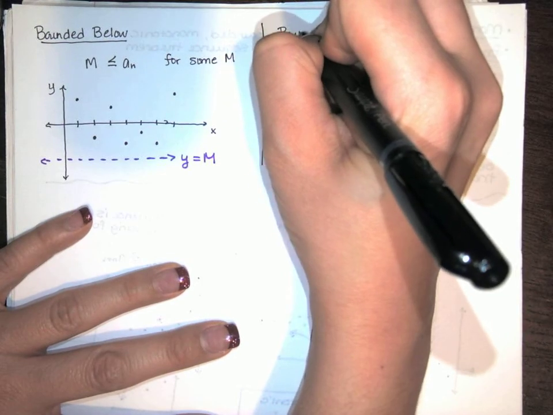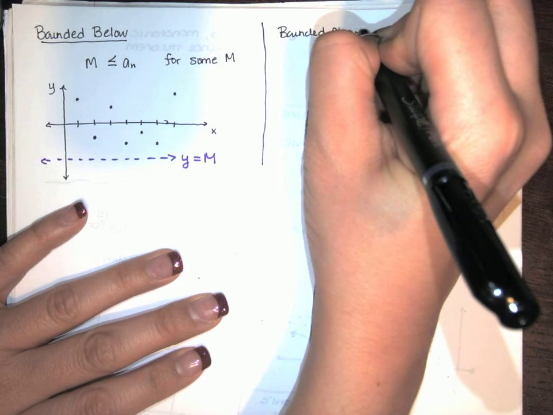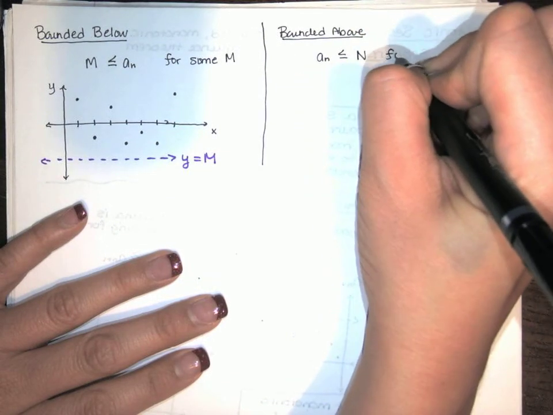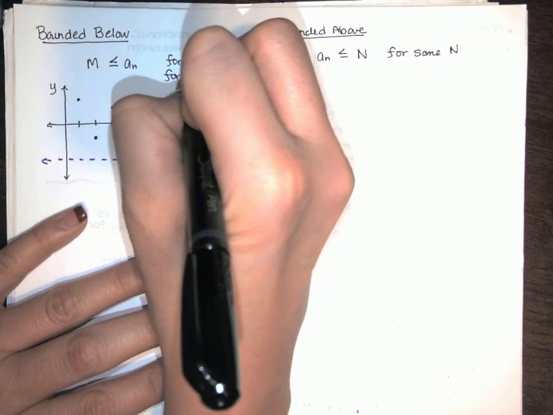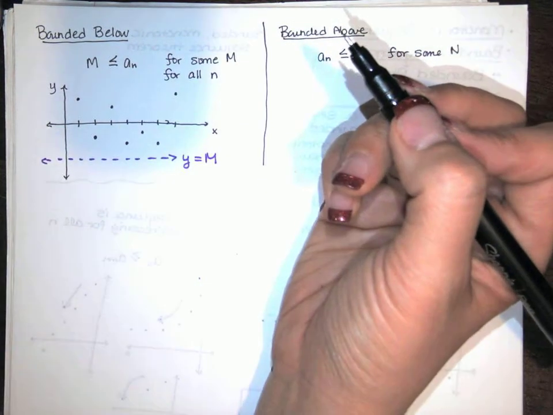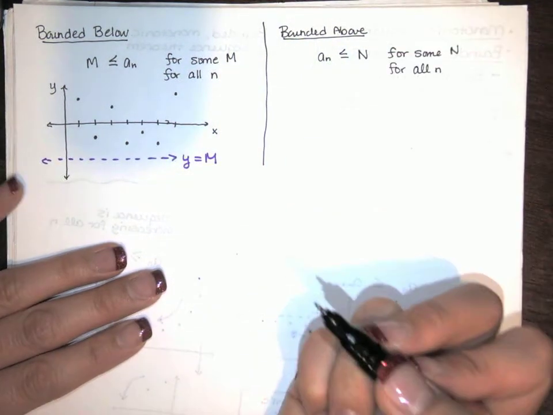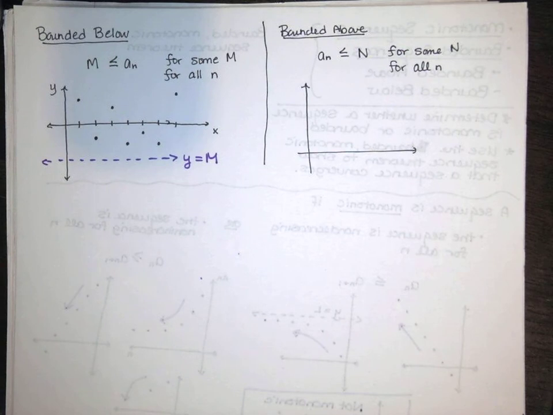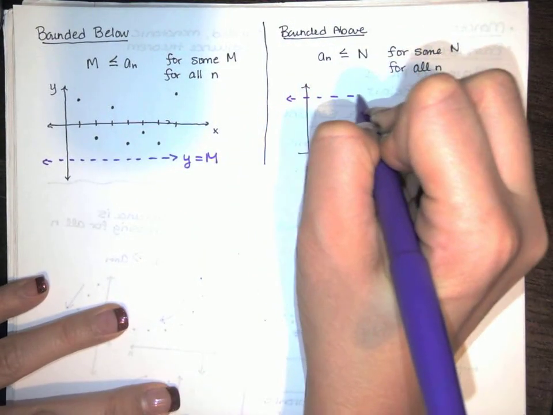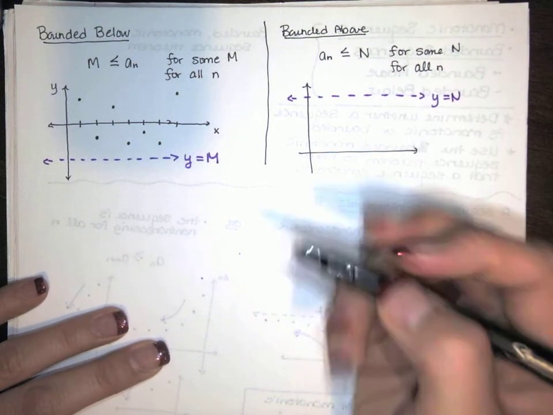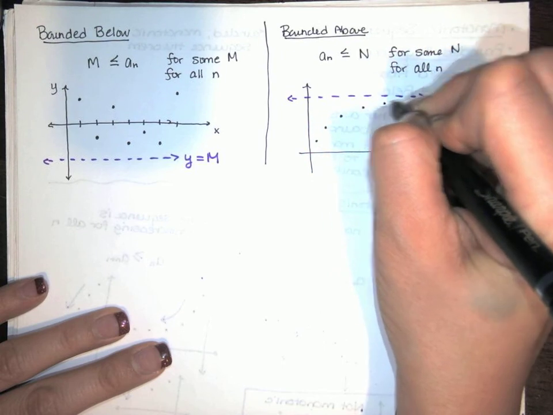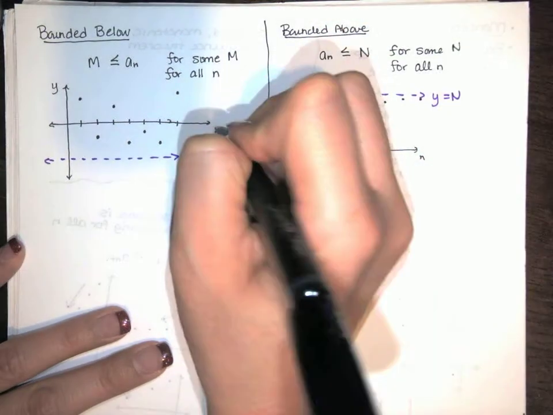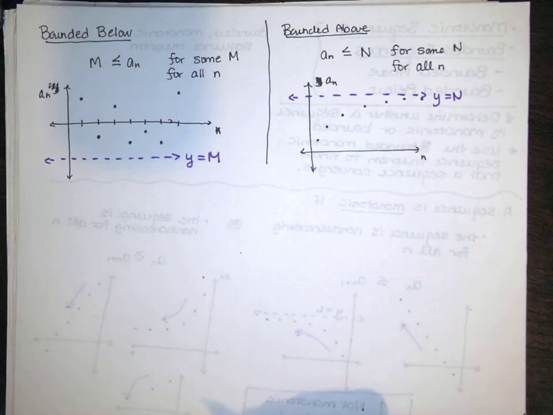We say a sequence is bounded above if the following is true: a sub n is always less than or equal to n for some n. And this is for all integers n, or all n in the domain of a sub n. So we say a sequence is bounded above if the entire sequence lies below a line given by y equals n. So y equals n might be up here. And maybe our sequence looks like this. Maybe it gets really close to y equals n. Oops, not y. That's a sub n, and that's n, on the y-axis and the x-axis like we're used to.